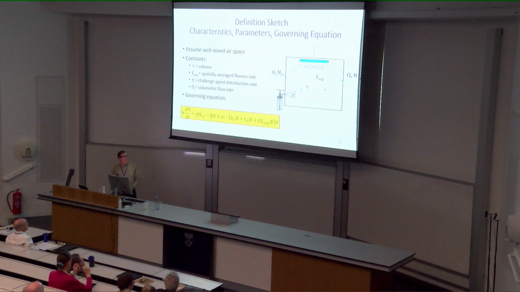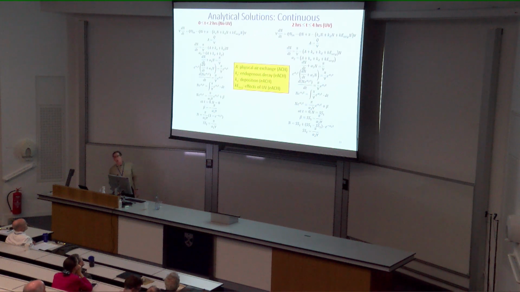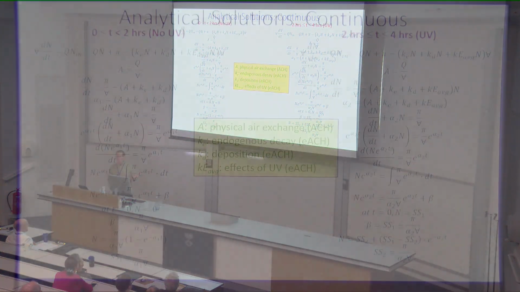Using basic principles of mass balance, we can come up with an equation to describe the dynamic behavior of the system, and this is the central governing equation that we use. It accounts for the effects of endogenous decay, deposition, and the effects of UV, which is what we're trying to tease out of this experiment. I'm not going to spend too much time on this, but I'm happy to come back to it if you have questions.